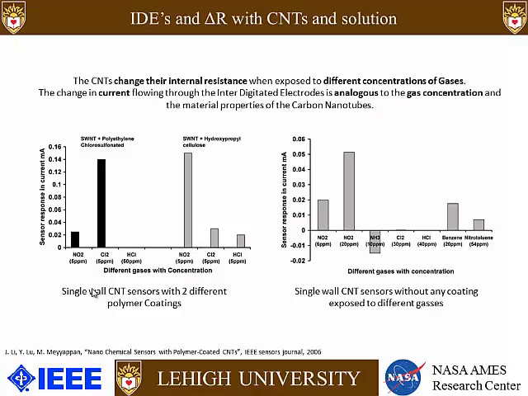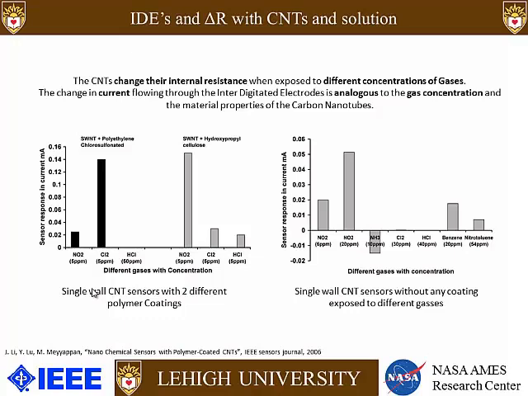As you can see here on the left side, we have single wall carbon nanotube sensors with two different coatings, and actually not the same two. You can observe different concentrations of different gases with different responses. Both of these graphs show the response in milliamps versus the gas concentrations that you're able to observe with those sensors. On the right hand side, we have single wall carbon nanotube sensors without any coating. You can see that those two sensors have very different responses.